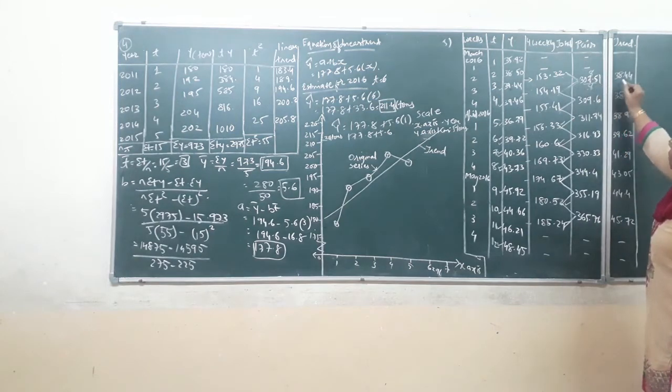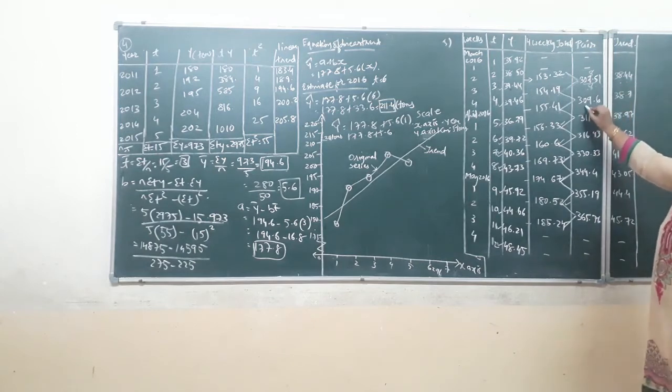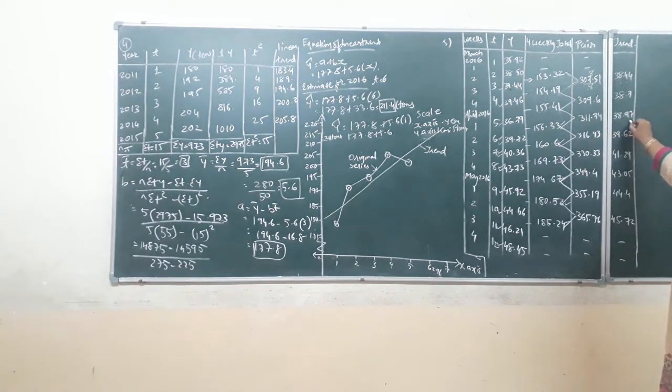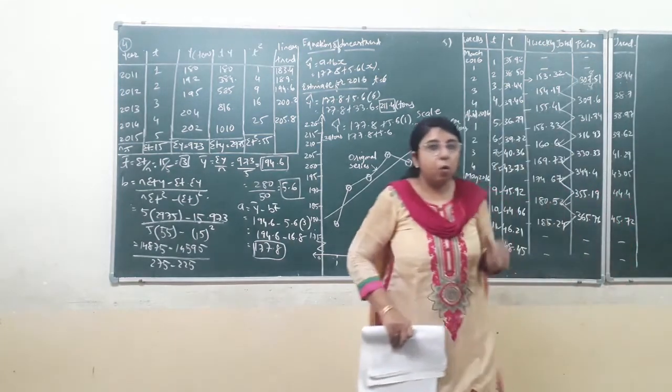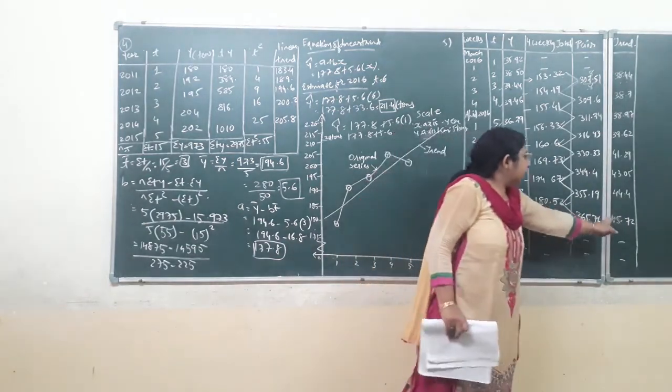So 307.51 divided by 8 comes to 38.44. 309.6 divided by 8 is 38.7. 311.74 divided by 8 will come to 38.97. Next one, 316.93, you will get 39.62. 330.33 divided by 8, 41.29. 344.4 divided by 8, 43.05. Next, 355.19 divided by 8, you will get 44.4. And the last value, 365.76 divided by 8, you will get 45.72. So in this way you have to divide all the values by 8 and you will get the trend.